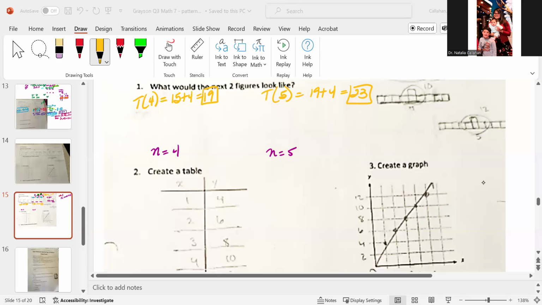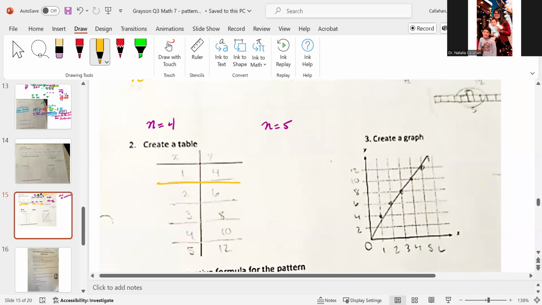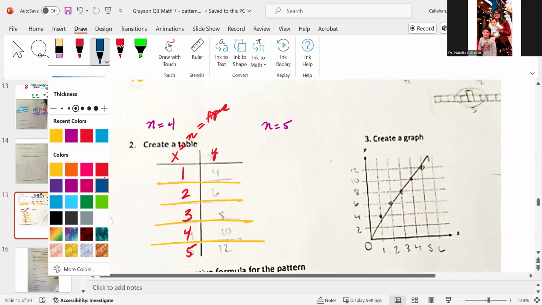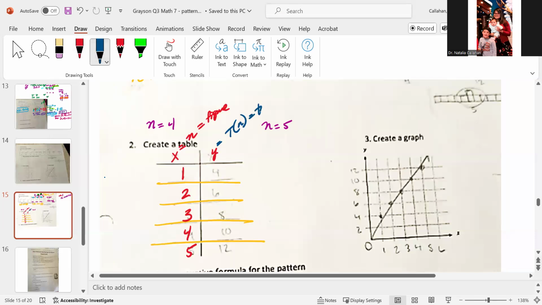Okay. So now we're going to create a table. Your table is going to be with the 5 different coordinates. So your first one's 1. And what was the y value? What was the total number of tiles? Remember here is x and y, but really x is n, which is the figure. And there's figure 1, 2, 3, 4, 5. Y is going to be the same thing as T of n, which is the total number of tiles, the total number of squares, right? So for figure 1, how many squares do you have?